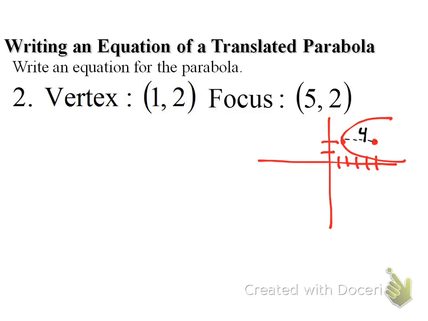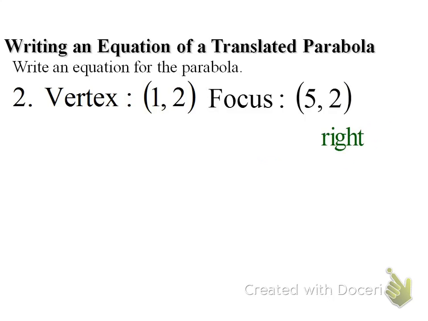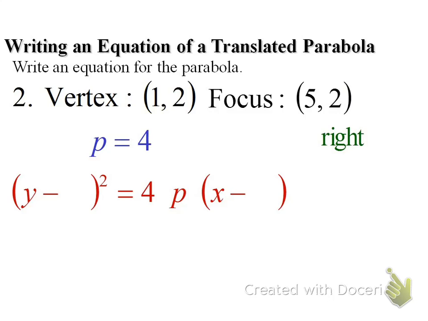All right, that little sketch is going to go away, so soak it all in. But here are the two things we decided. We decided it's going to go right, which means I need to use the equation with the y squared. We also decided that P was 4. What number are you subtracting from your y? 2. It's the y value of your vertex.